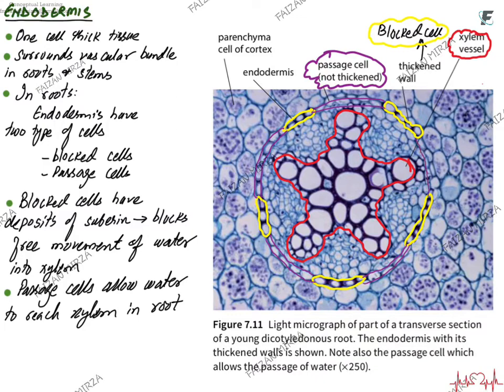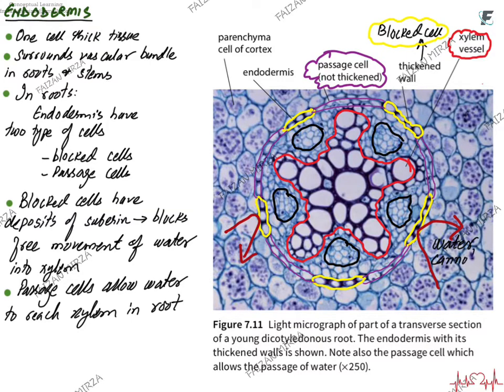These passive cells allow movement of water. The block cells will not allow movement of water. And these rings, these are the phloem. So in the root, this is the kind of arrangement that we see. Water cannot pass through the block cells if water needs to enter into the xylem.